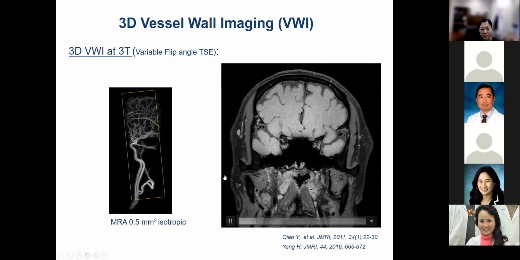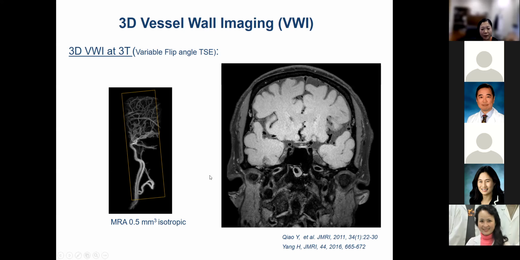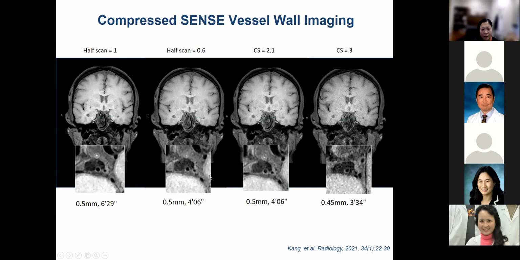After we acquire this image, because we highlight the wall structure, clinicians can do the diagnosis. Besides the 0.5 millimeter at around 7 minutes, in recent years we did a lot of optimization, and the current technique takes around 3.5 minutes, and resolution is also much higher. This is highlighting the basilar artery as shown here.